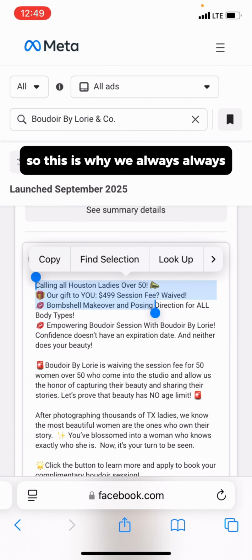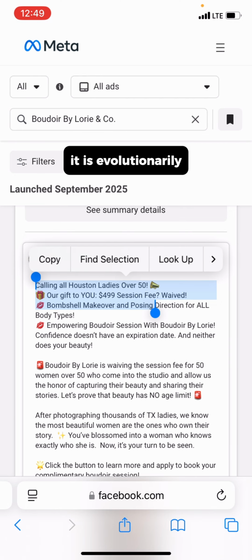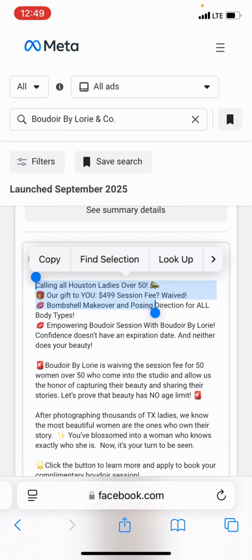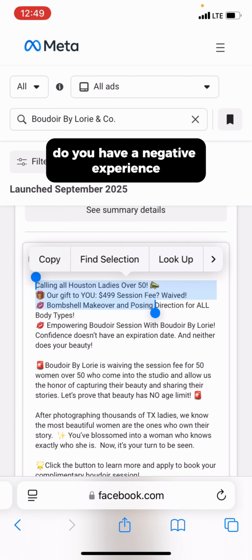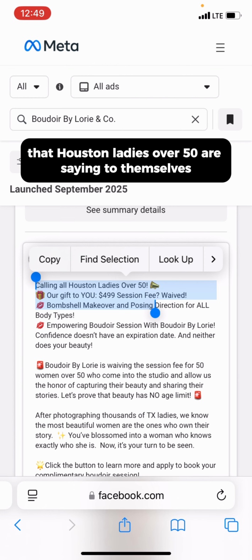So this is why we always put the negative first. It is evolutionarily the most attention grabbing. So now we're going to look at yours. Do you have a negative? Do you have a negative experience that Houston ladies over 50 are saying to themselves they want to take away from? Let's see.